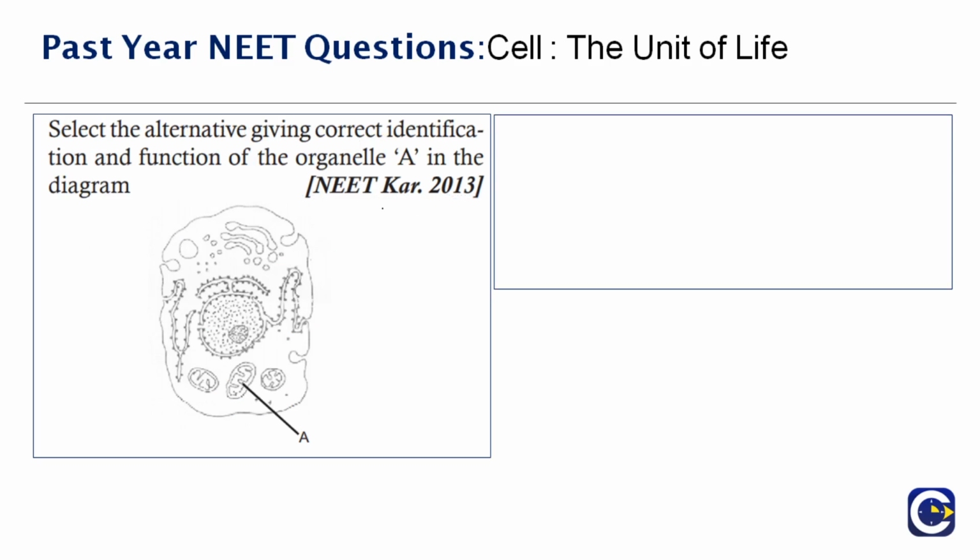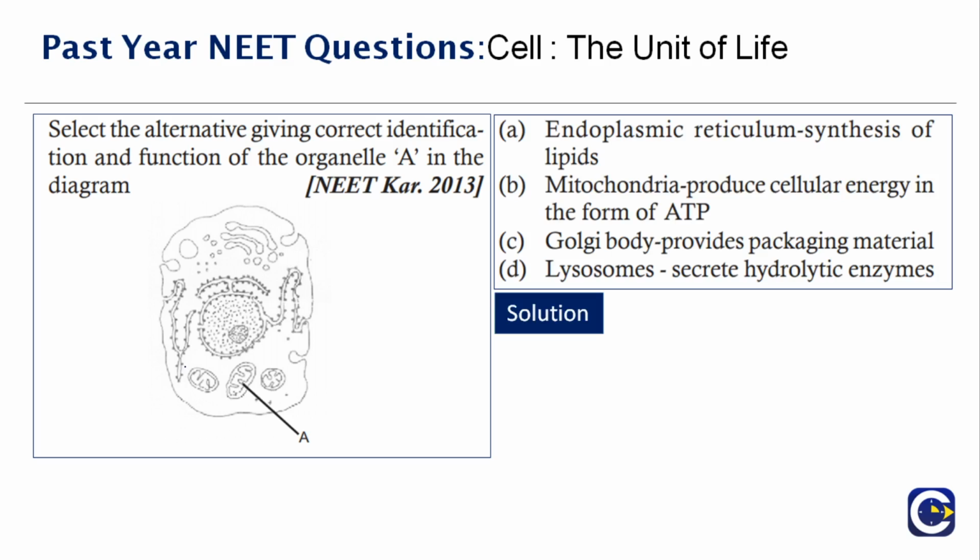Now, let's move to the next question here. Again, this question, if you see, they have asked you to mark the part A. So, as I already said, you might get questions like this, which will test the depth of your study in your book. Okay, therefore, now let's read it here. Select the alternative giving the correct identification and function of the organelle A in the diagram. Okay, fine. Now this diagram shows you a picture, and the options are endoplasmic reticulum, mitochondria, Golgi body, lysosomes.